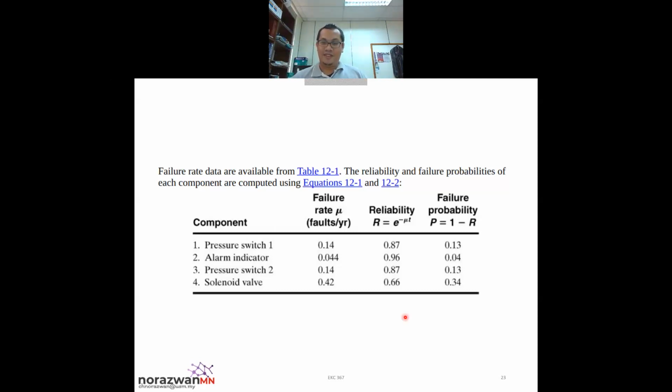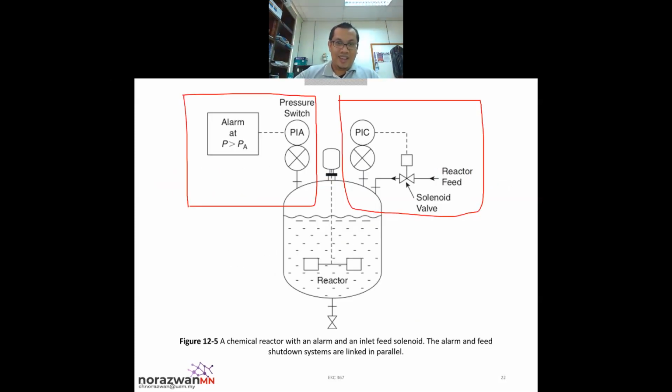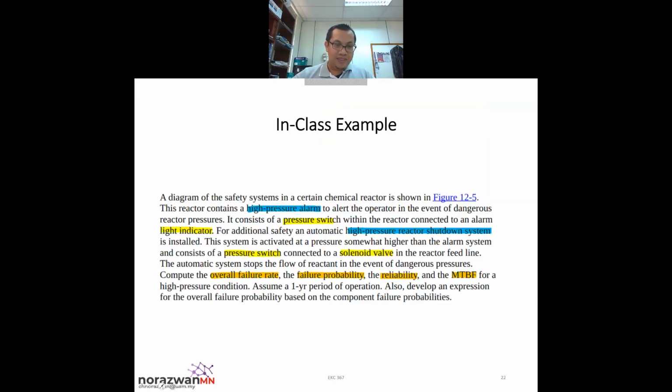Okay, so for these components, remember alarm system and shutdown system, both systems are in parallel. But for the alarm system, the components are set in series, and the other system is also in series, but the two systems come together in parallel. How can we define that as parallel? Remember the statement.